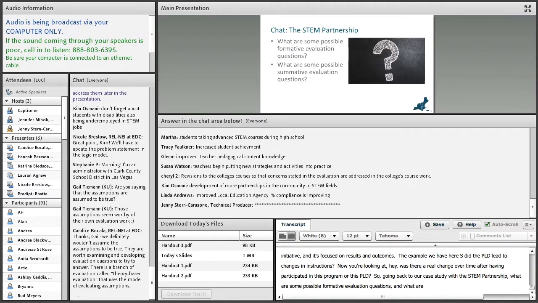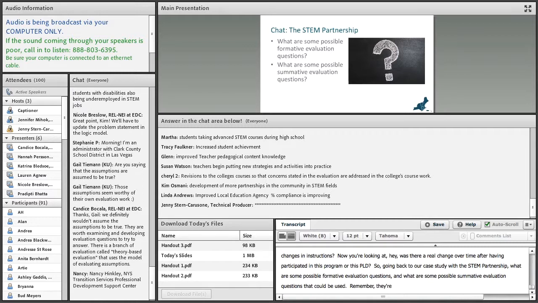So going back to our case study with the STEM partnership, what are some possible formative evaluation questions, and what are some possible summative evaluation questions that could be used? Remember, they're trying to actually make some changes here, but they also want to know outcomes in terms of access, but they also want to be able to know how's the process going. So maybe folks can do a little bit in the chat and think about some of the formative evaluation questions and some possible summative evaluation questions.